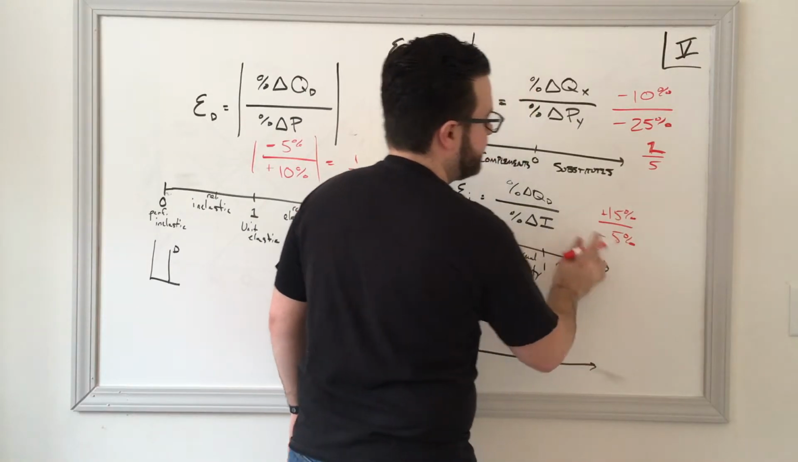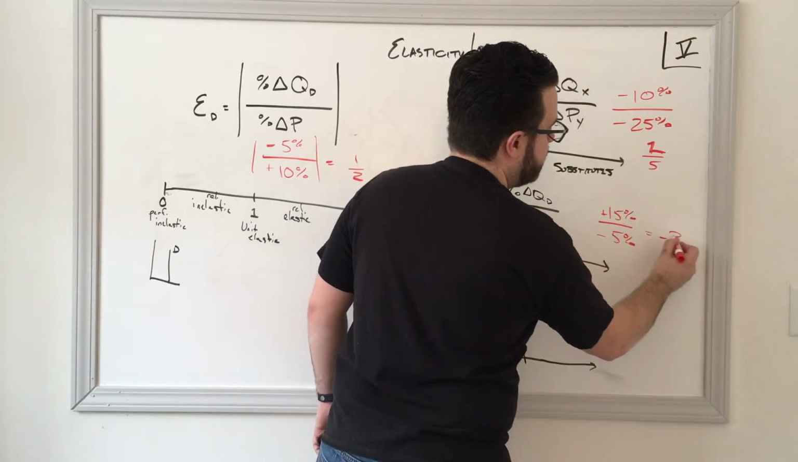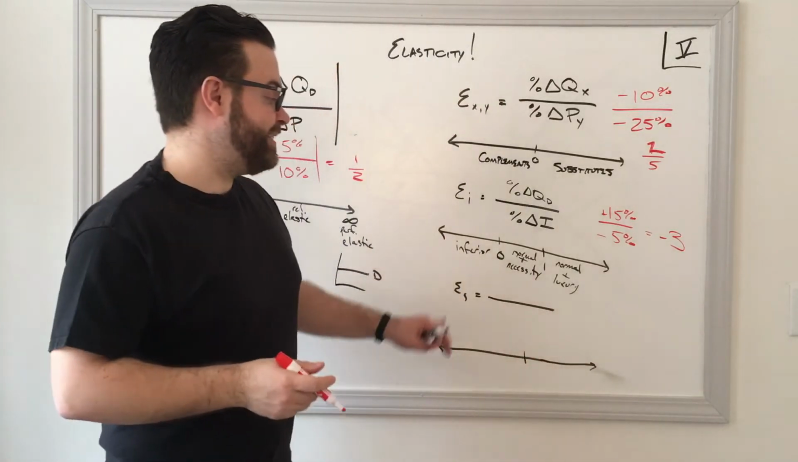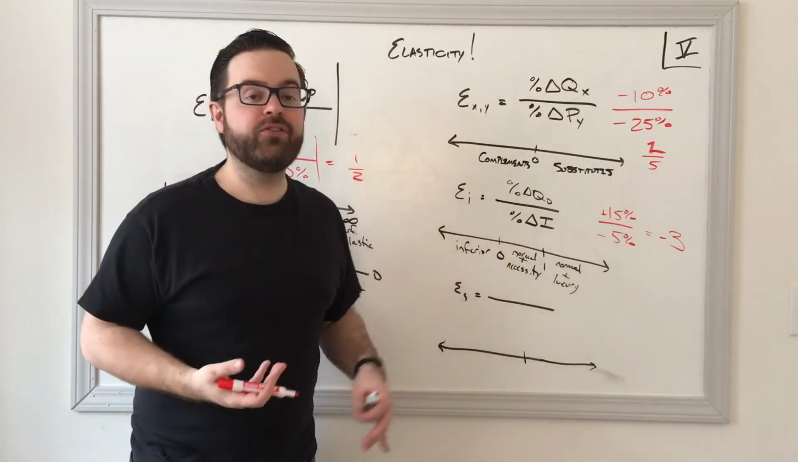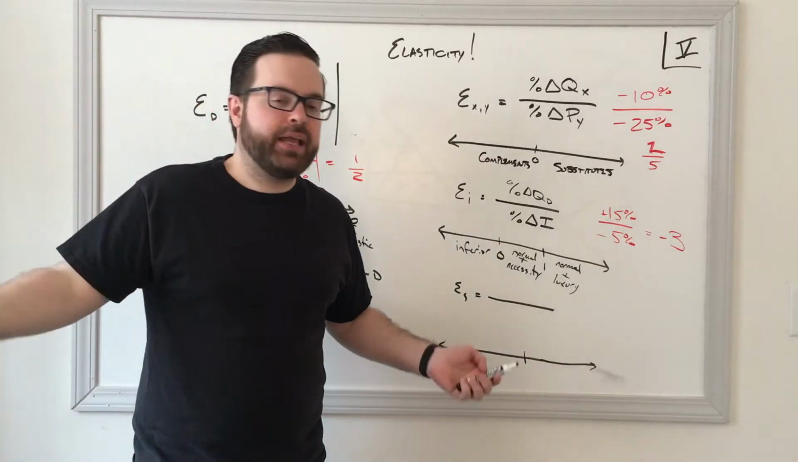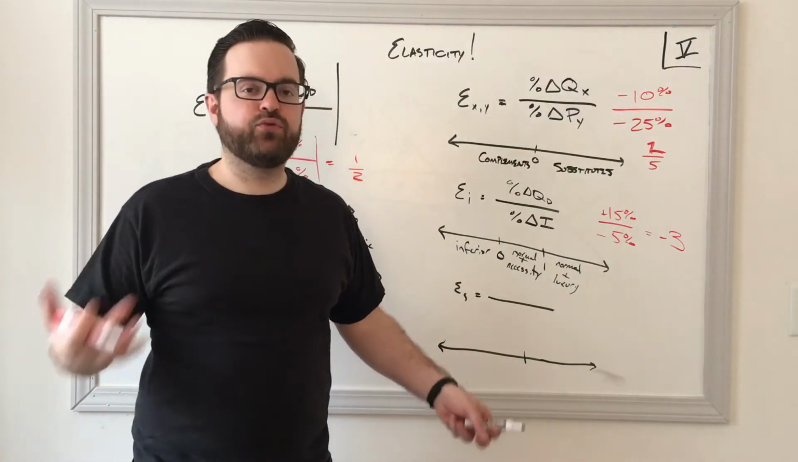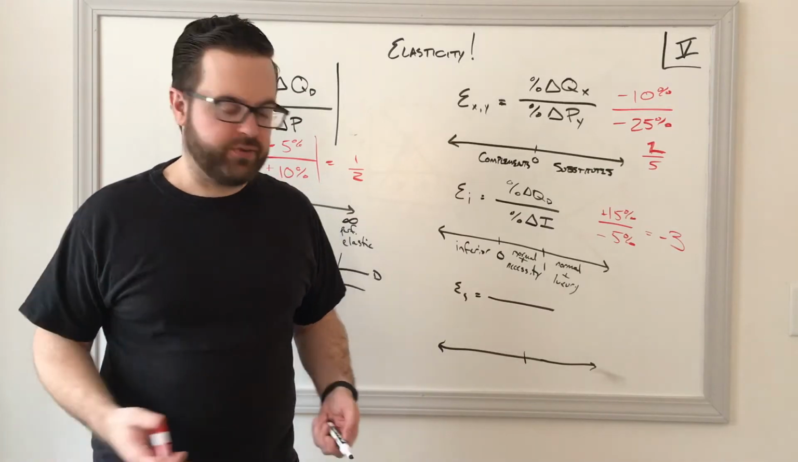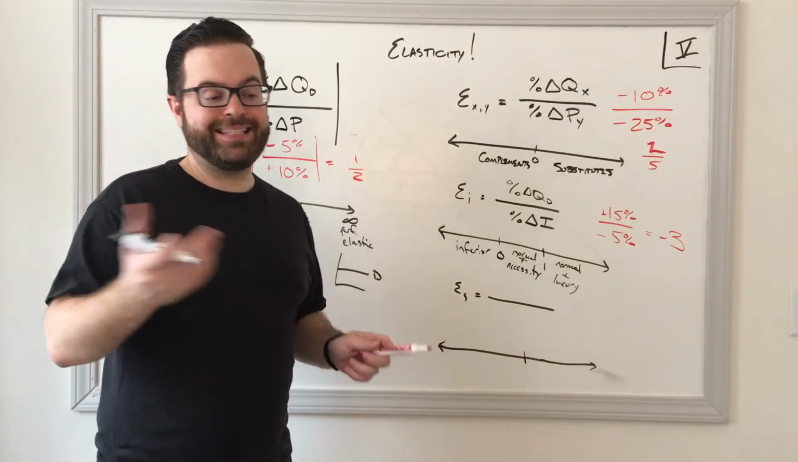So if your income goes down 5%, and you choose to buy 15% more of a good, well, what does that tell you about the good? That tells you that the income elasticity is -3, which means it's an inferior good. It's something you're going to buy more of when you have less income. So a can of beans, right, rather than fresher fruits and vegetables. The last one is elasticity of supply.